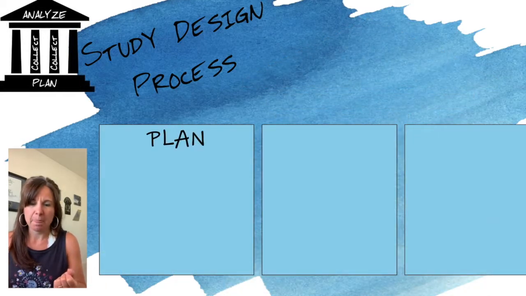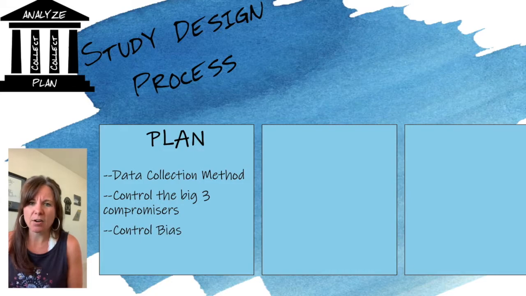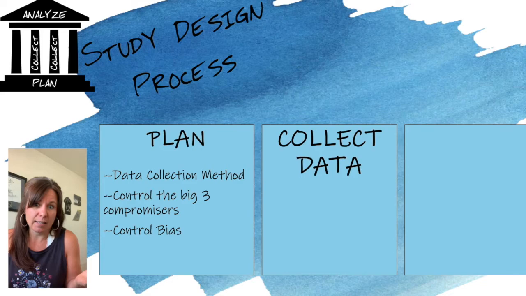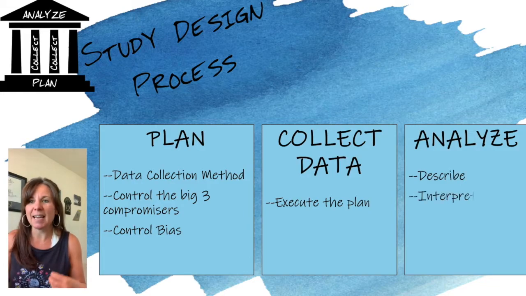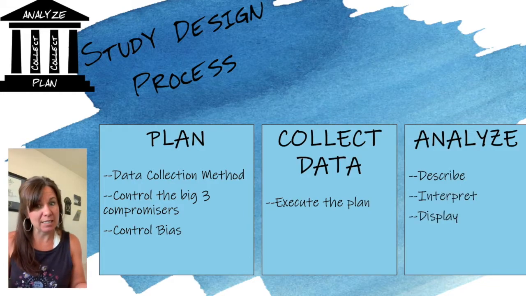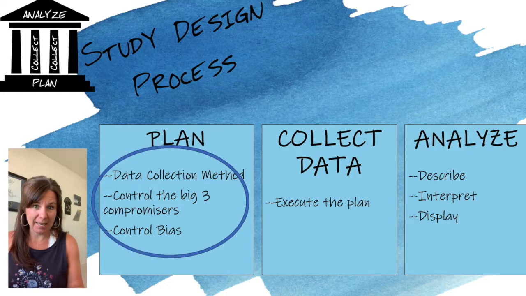The plan. Parts of the plan are the data collection method. How are we even going to get the data? How are we going to control for the big three compromisers, which I'll talk about? And then how do you control for bias? Once you have the plan in place, then collect the data. That's just executing the plan. And then the analyzing, that's the fun part. That's when you can describe the data, you can interpret the data, you can display the data in order for you or somebody who's reading the study to make a decision. So we're going to focus on the plan today.